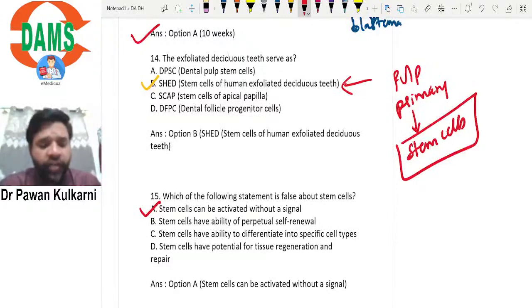Stem cells have the potential for tissue regeneration and repair. That is what it is used for. So tissue repair, regeneration, stem cells have got a very important role. So A option is wrong. It requires the activation through a signal.